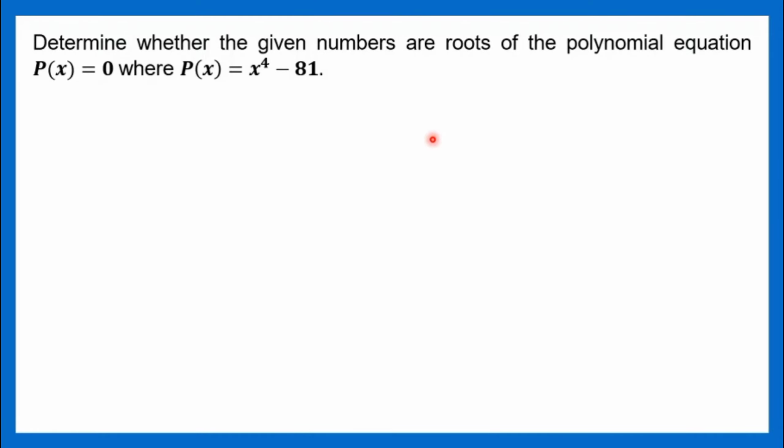Determine whether the given numbers are roots of a polynomial equation, p of x is equal to 0, wherein p of x is equal to x raised to 4 minus 81. Ayan. So, eto ang i-check natin. We are going to determine whether yung 5, yung 3, or yung negative 3 ay roots ng polynomial function na p of x is equal to x raised to 4 minus 81. Ayan. So, let's check one by one.